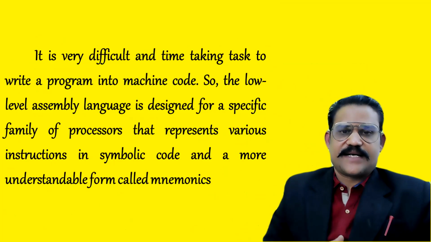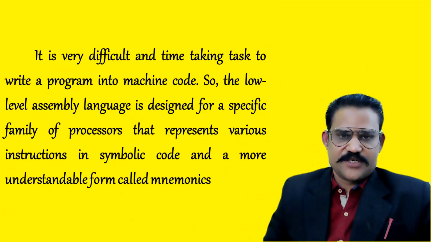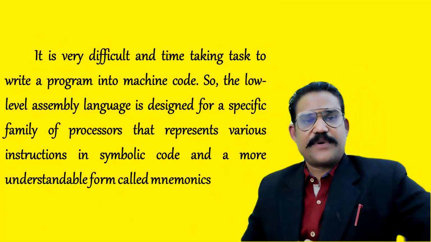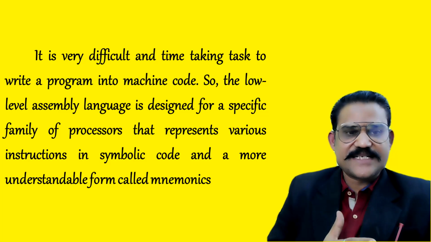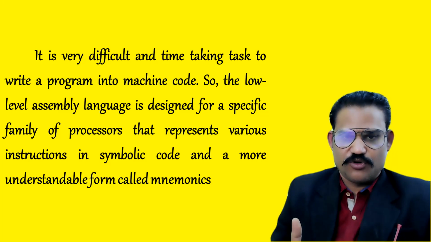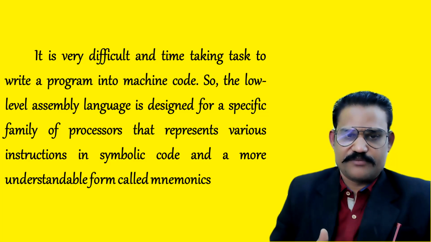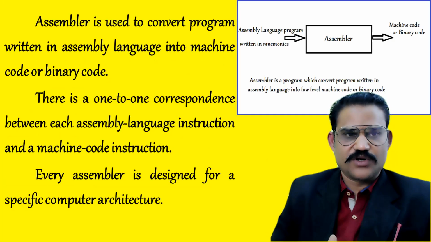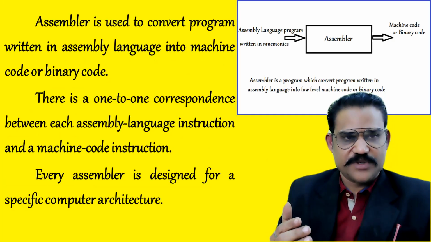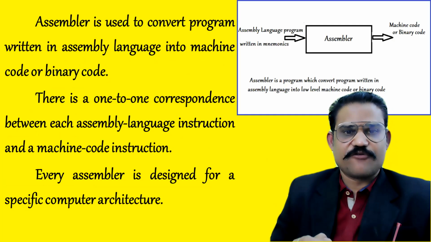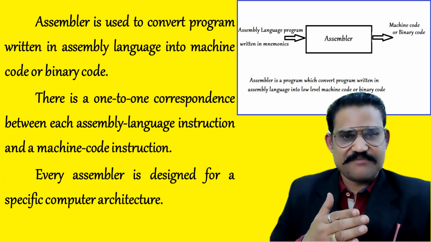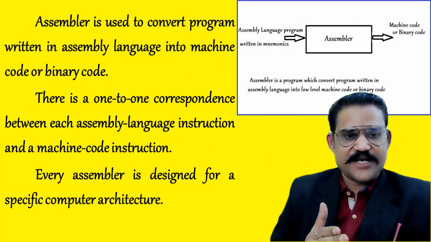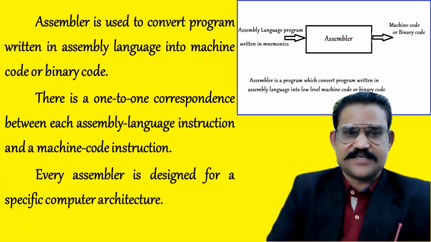It is very difficult and time taking to write a program in machine code. So a low level assembly language is designed for a specific family of processors and represents various instructions in symbolic code and a more understandable form, called mnemonics. An assembler is used to convert a program written in assembly language into machine code or binary code. There is a one-to-one correspondence between each assembly language instruction and machine code instruction. Every assembler is designed for a specific computer architecture.